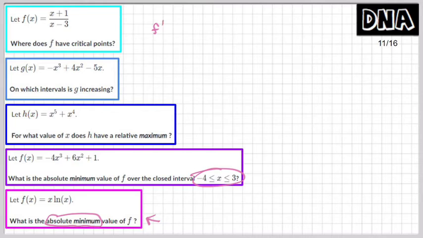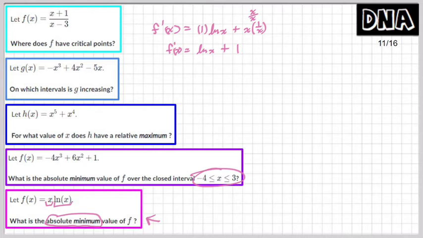Okay, so f prime, let's see, what's that going to be? You have to do the product rule because we have x multiplying natural log of x. The derivative of x is 1 times the natural log of x, plus x times the derivative of natural log of x, which is 1 over x. When I simplify this a little more, I get natural log of x plus x over x, which is 1. So here is my f prime.